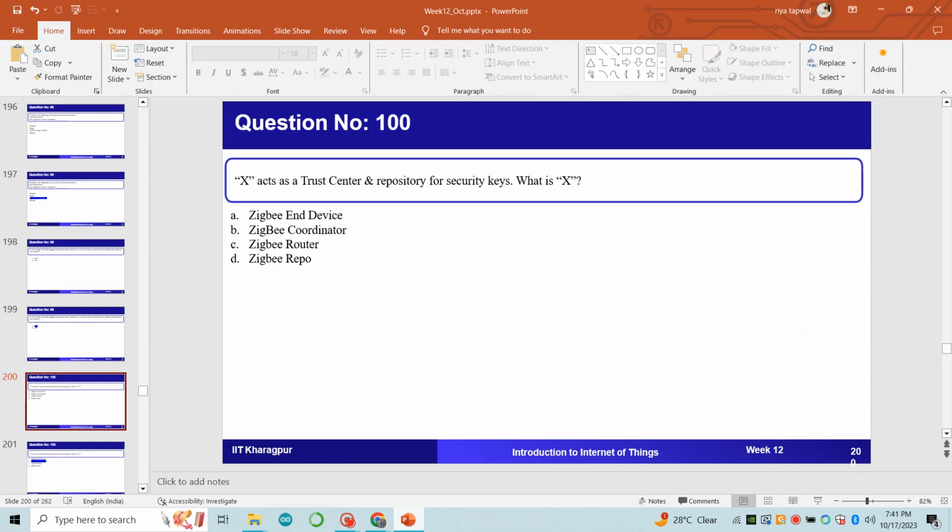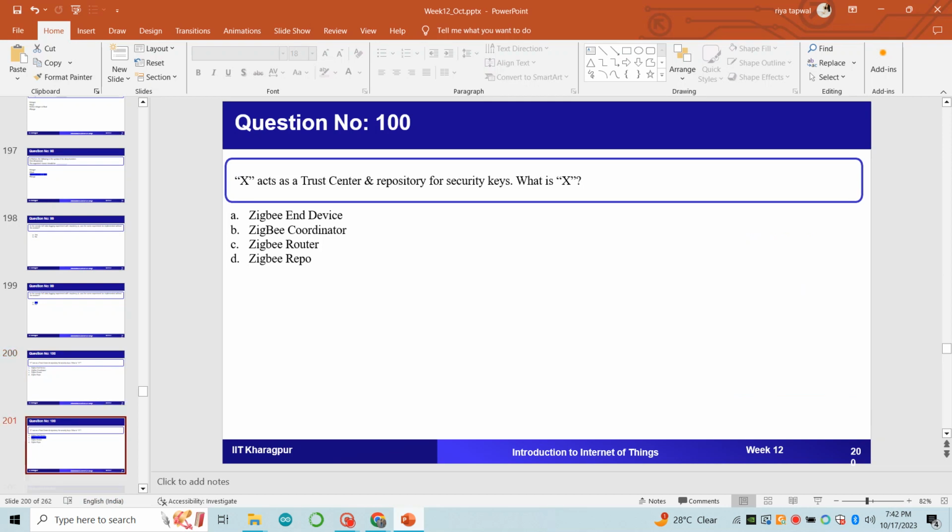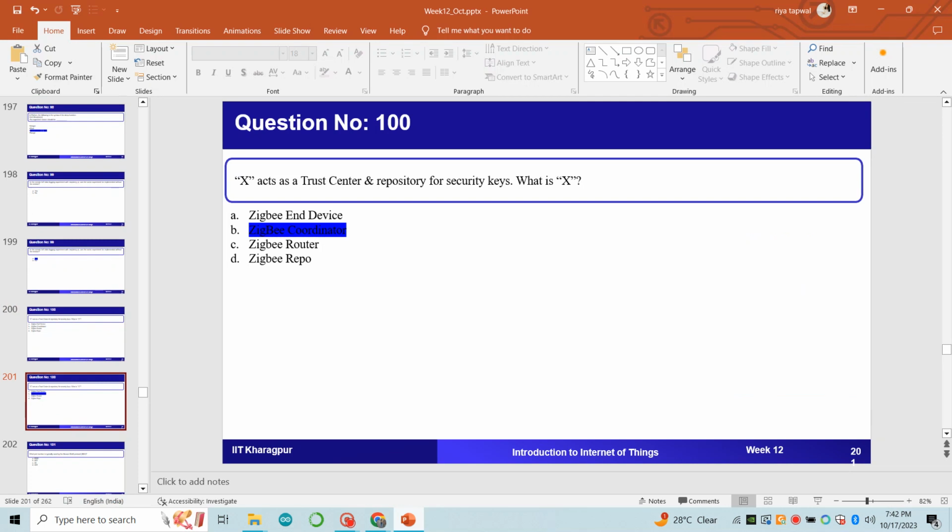Okay. Anyone for this question? No. Correct option for this is B, that is Zigbee coordinator. Next question is, what port number is typically used for secure shell protocol, that is SSH? Options are 8080, 443, 22, 445.